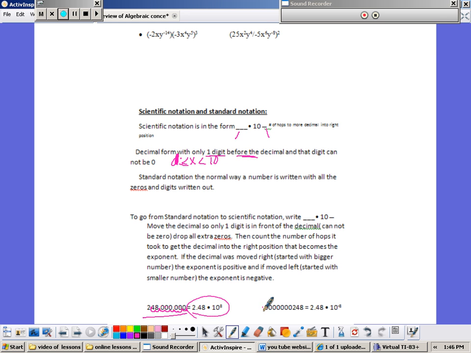Okay, this is a small number, so I need a number that's between 1 and 10. 2.48, that's between 1 and 10. And I did 1, 2, 3, 4, 5, 6, 7, 8 hops. But I can't have it the same as the other one because the two numbers aren't the same. So as you can see, this was a very small number that was under 1. To designate that, you use a negative exponent, so it's a negative 8.